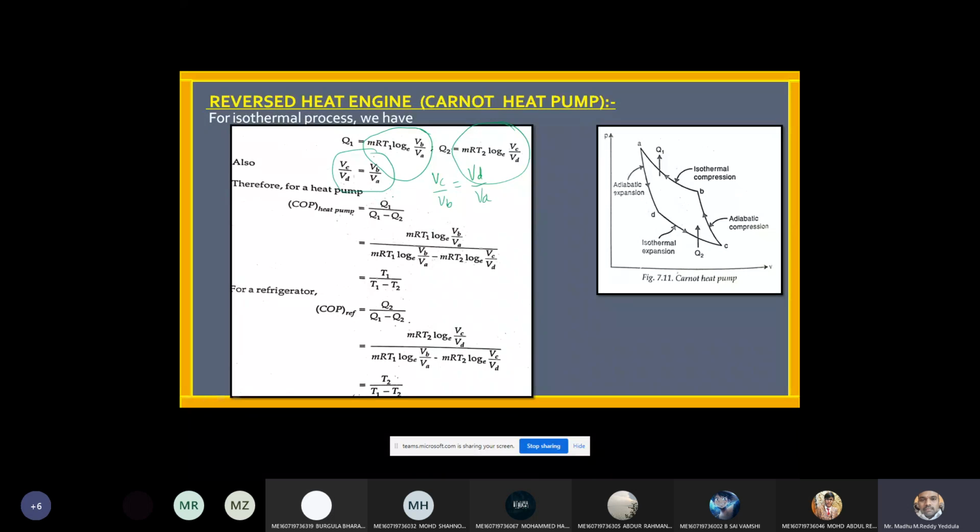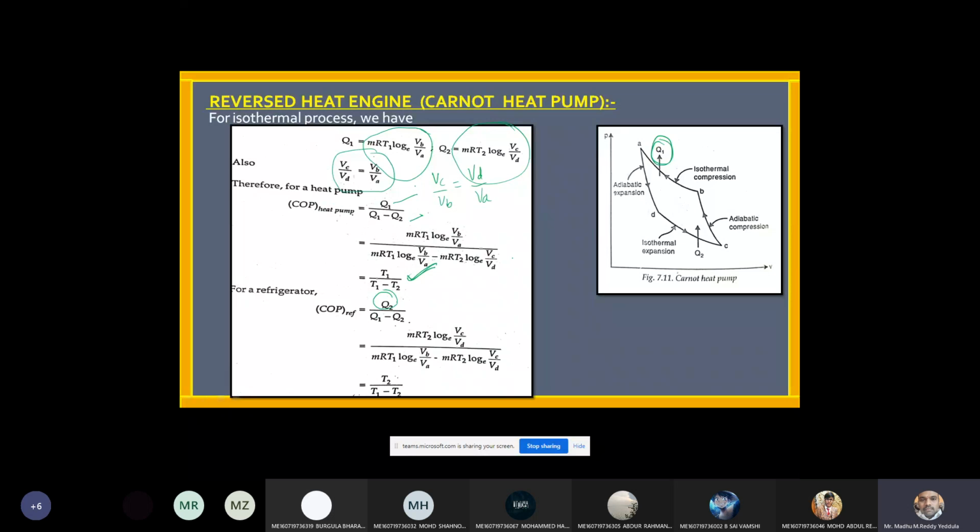So heat pump COP is equal to what? COP is equal to desired effect by work done. What is my desired effect? Supplying heat to the higher temperature body is the desired effect in case of heat pump, and extracting heat from the lower temperature body is the desired effect in case of refrigerator. In case of heat pump, supplying heat to the higher temperature body, that is Q1, is my desired effect. So Q1 by work done is equal to Q1 minus Q2. If you simplify, you will get T1 by T1 minus T2. This is what I derived in the starting class while discussing COP of heat pump.